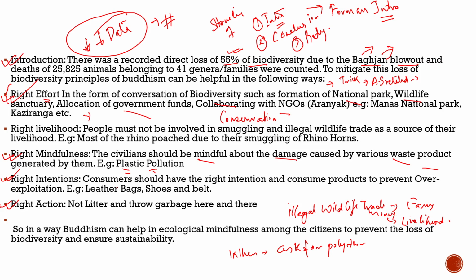We won't litter here and there, because often we see that whenever we eat a chocolate, we throw it on the roadside. If we drink a cup of tea, we throw it on the roadside. That is not the right action. But if we are aware of what the right action is, then we won't destroy the environment, isn't it?